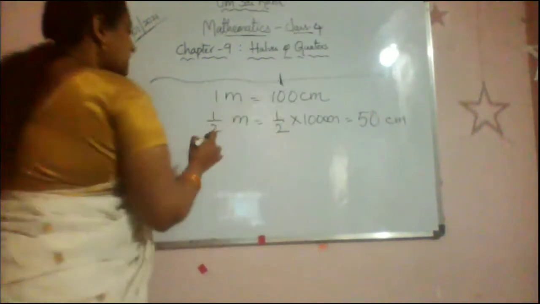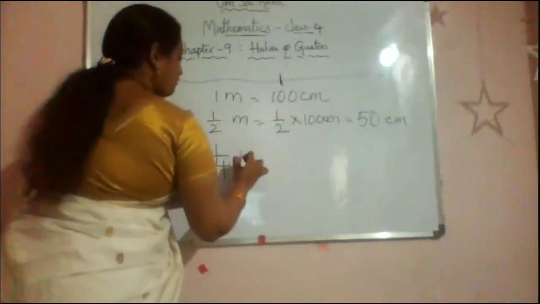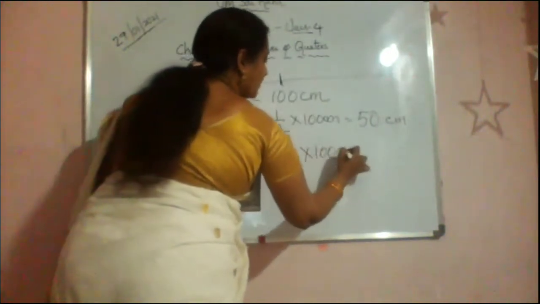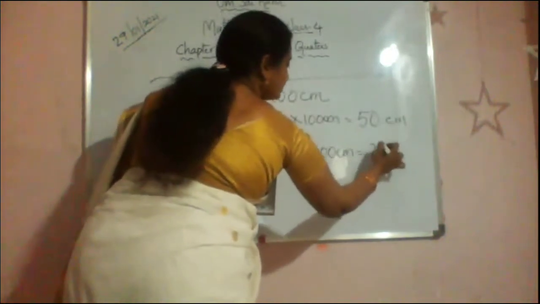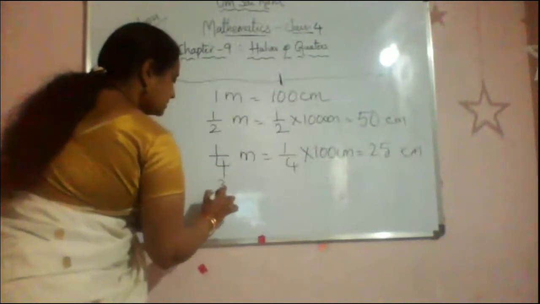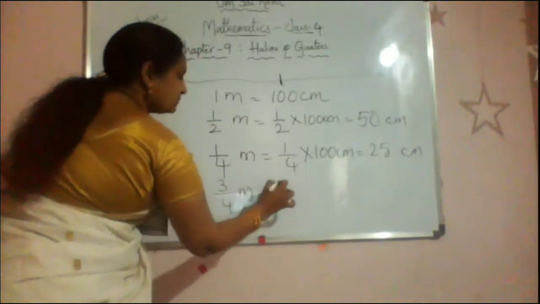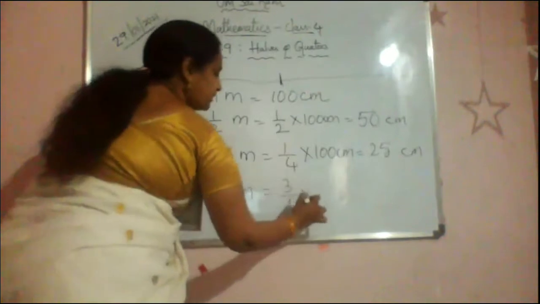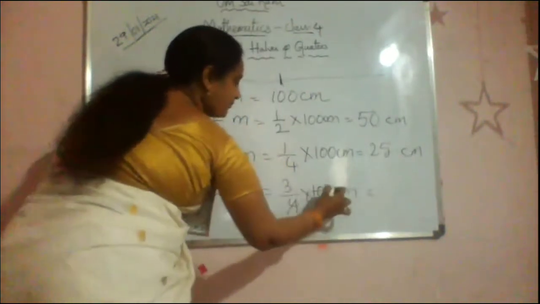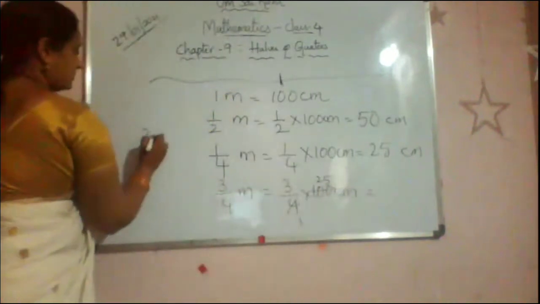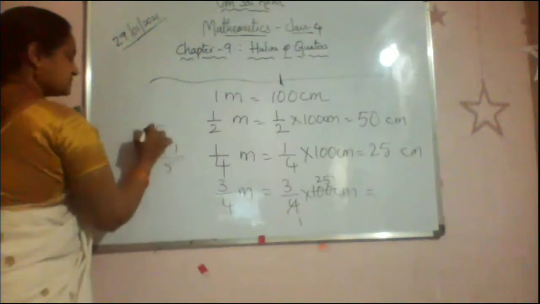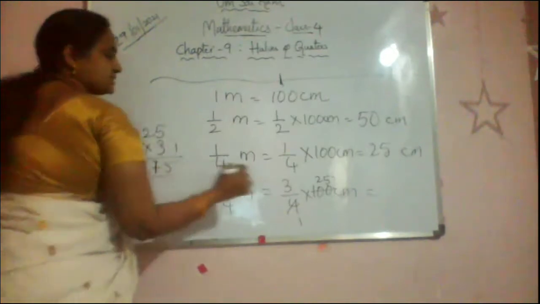Next, 1/4 meter. 1/4 meter means what? 1/4 of 100 is 25 centimeters. Very good. 25 centimeters. Next, 3/4 meter. 3/4 meter means what? 75 centimeters. Very good, Tajir. So 3 fives are 15, 3 twos are 6, so 75. 75 centimeters it is.